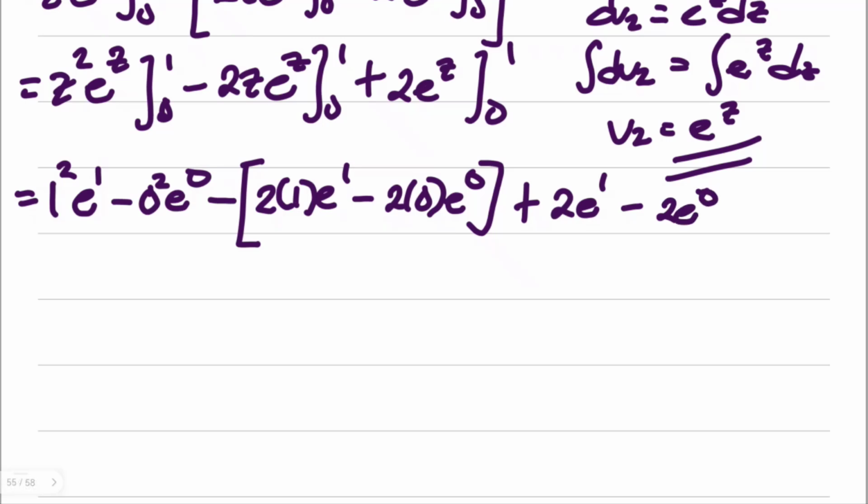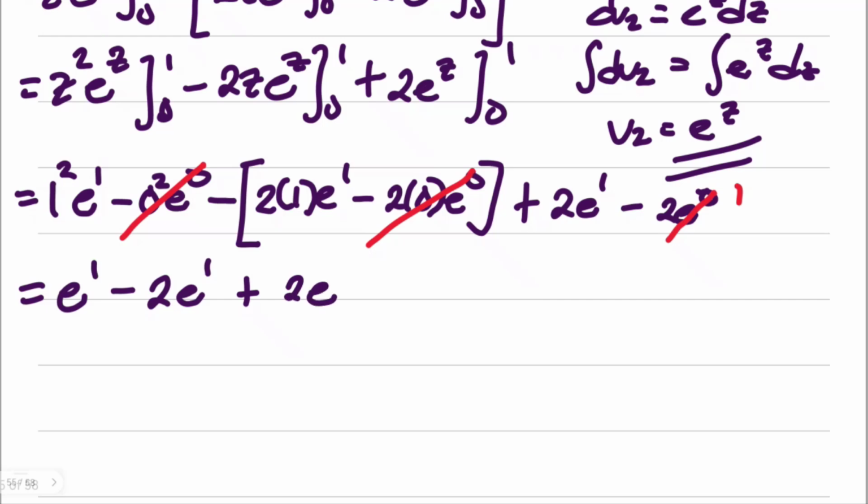Alright. So this is 0. This is also 0. This is not 0, that's just equal to 1. So as we continue here, e to the 1 itself minus 2 e to the 1 plus 2 e to the 1 minus 2. This is e to the 1 minus 2 e to the 1 plus 2 e to the 1 minus 2. Meaning the final answer here is e minus 2.